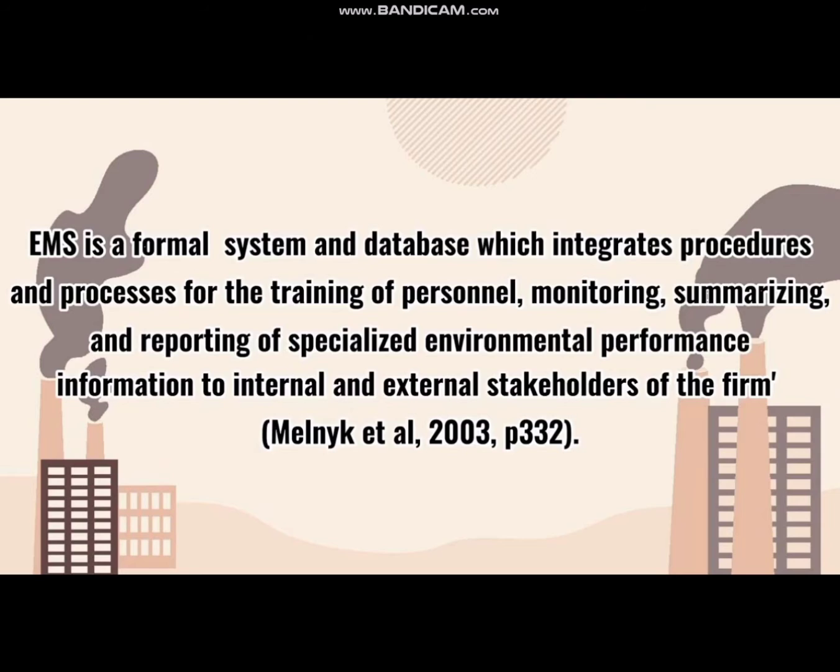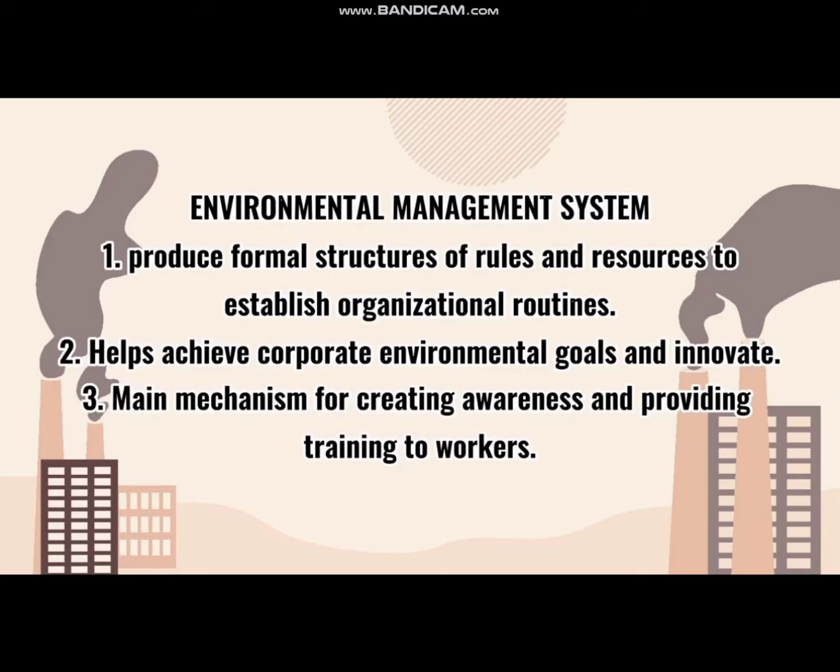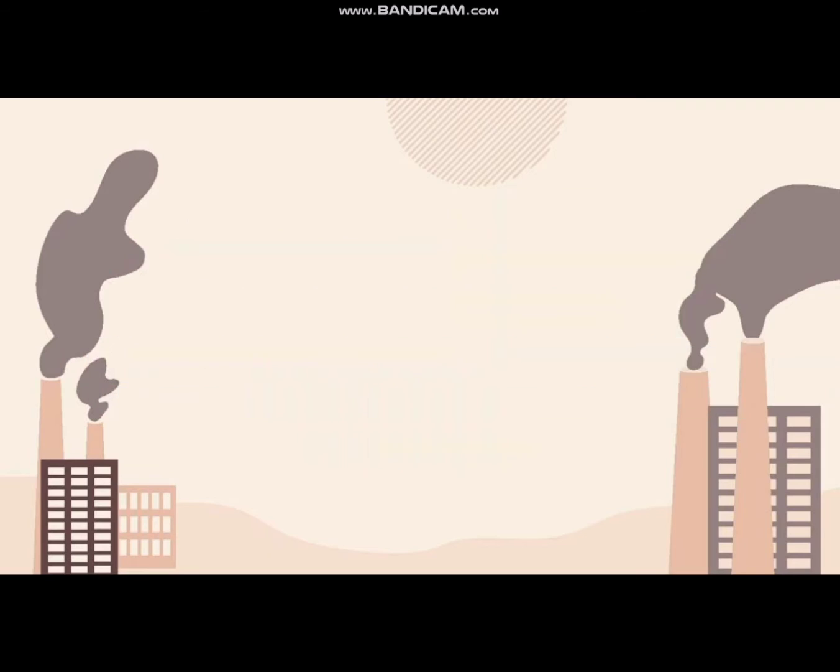EMS is a formal system of database which integrates procedures and processes for the training of personnel, monitoring, summarizing, and reporting of specialized environmental performance information to internal and external stakeholders of the firm. Environmental Management System. Number 1. Produce formal structures of rules and resources to establish organization and routines. Number 2. Helps achieve corporate environmental goals and innovate. Number 3. Main mechanism for creating awareness and providing training to workers.